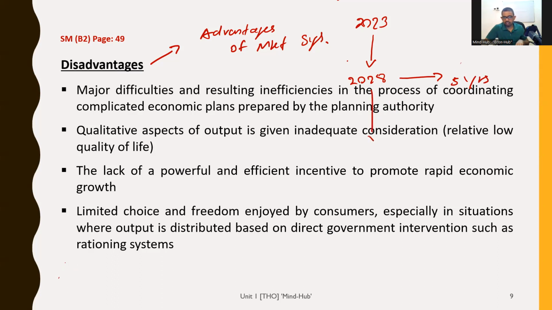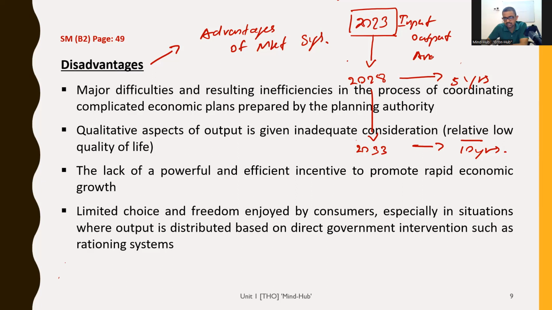And then from 2023, we go to 2033. That is the 10-year plan. Get it? So the 5-year plan and the 10-year plan we have prepared. Now see, this 5-year plan and the 10-year plan is prepared in 2023. So the information used for this 5-year or 10-year plan is from the year 2023. In 2023, we conduct our input-output analysis. Whatever information we find in 2023, we are preparing a plan that has an impact on the economy up to 2028 for the 5-year plan and up to 2033 for the 10-year plan.